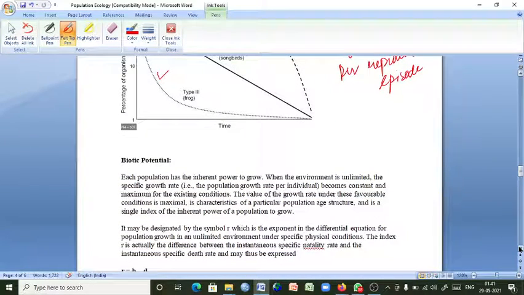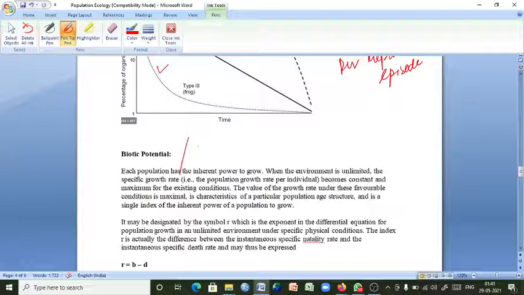Then the biotic potential, or usually known as the reproductive potential, is the inherent power to grow or inherent power to reduce. This is the most important line. When the environment is unlimited, that is, there is no restriction and no carrying capacity, the specific growth rate, that is the population growth rate per individual, becomes constant and maximum for the existing condition. This value of the growth rate under these favorable conditions is maximum, is characteristic of a particular population age structure, and they develop the exponential type of growth.